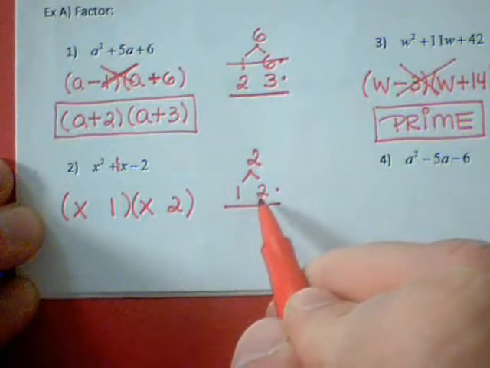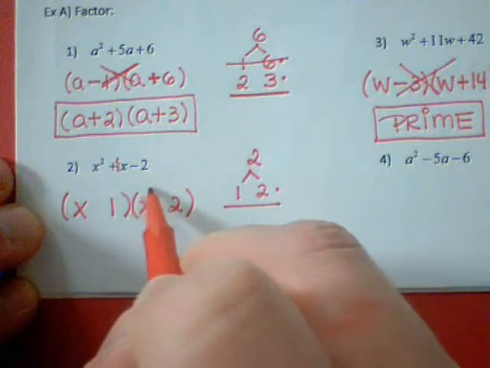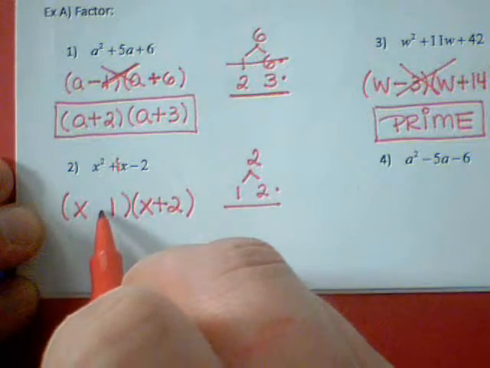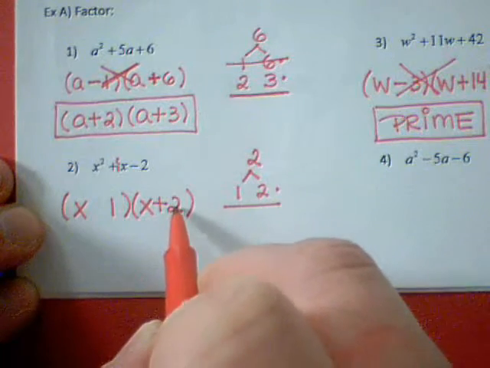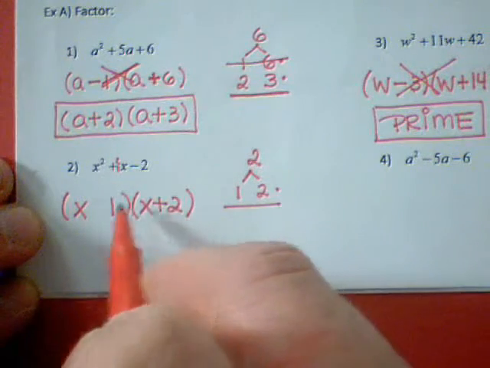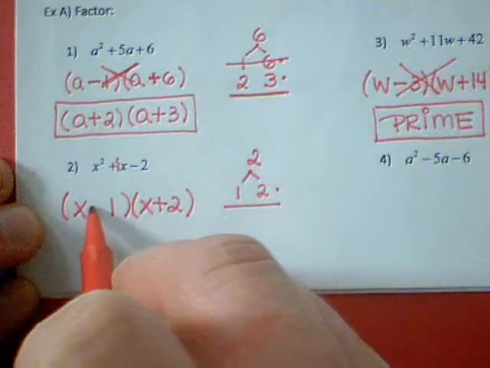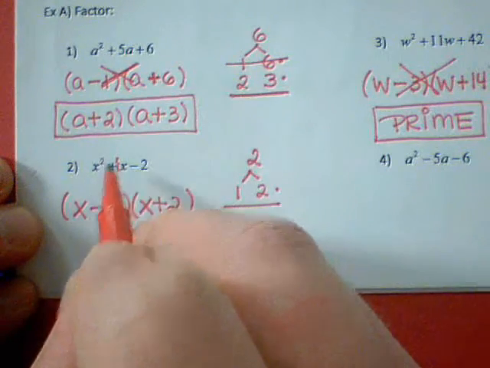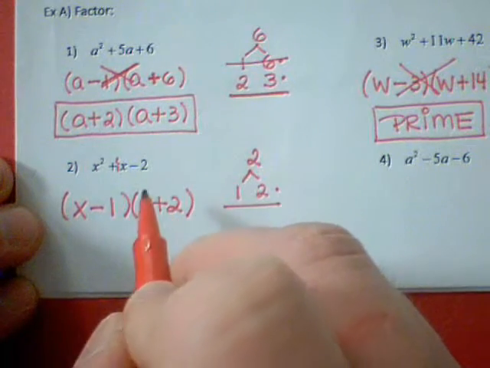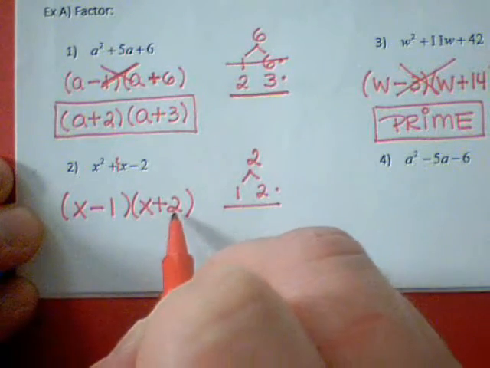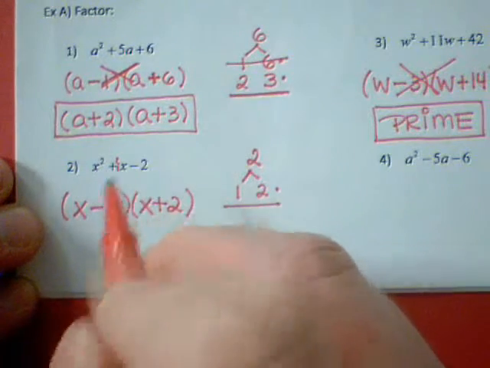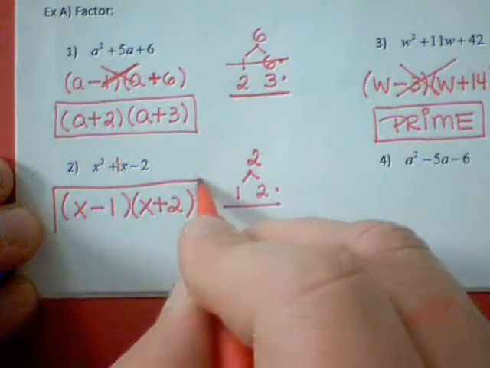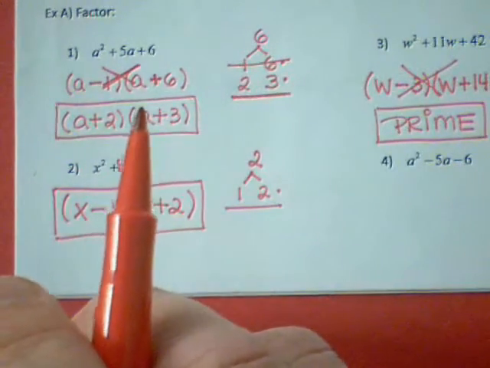Sign of the biggest is the same as the middle term, so this will be positive. Sign of the other number, you need to ask yourself, 2 plus 1 or 2 minus 1 gives me 1. The answer is minus. 2 minus 1 gives me the 1. And final question, negative 1 times positive 2. Does it give me negative 2? And the answer is yes. So therefore, this answer is valid.